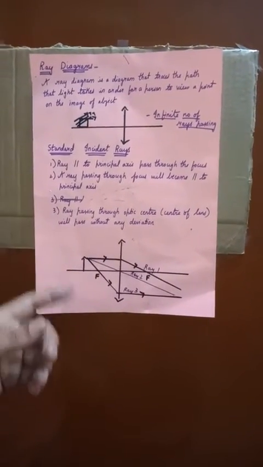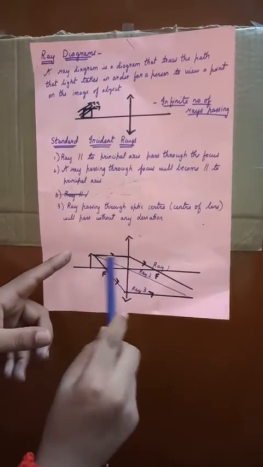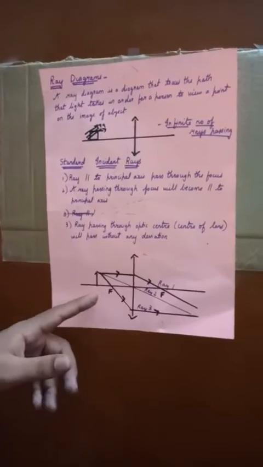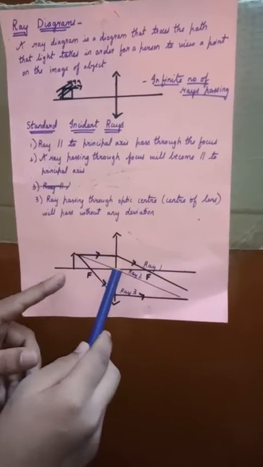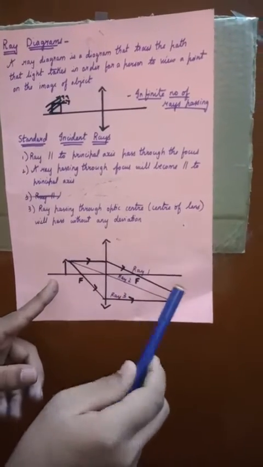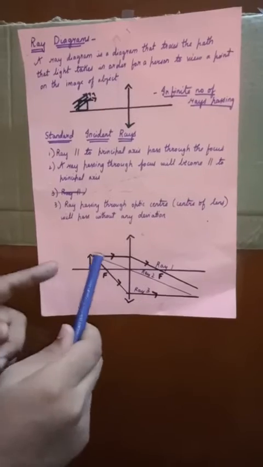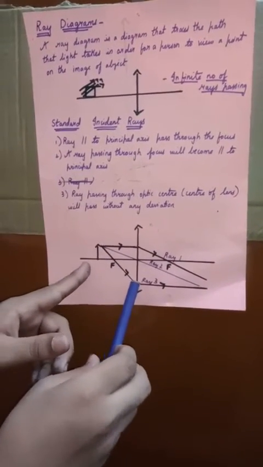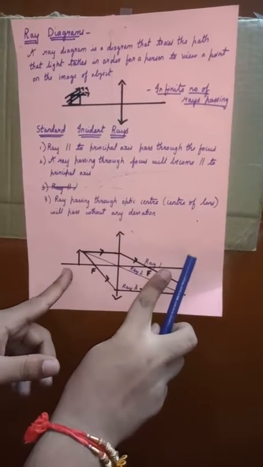The first standard incident ray is the ray which is parallel to the principal axis, which would pass through the focus after reflection or refraction. The second one is a ray which is passing through the optical center. It doesn't deviate its path after reflection or refraction. And the third one is a standard incident ray which is passing through the focus, which would become parallel to the principal axis after reflection or refraction.